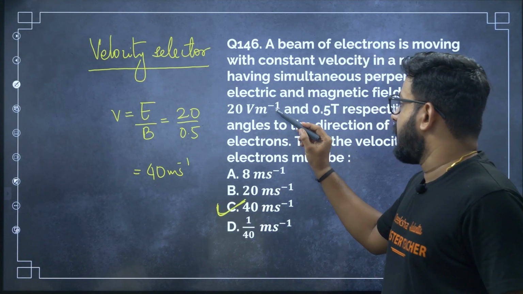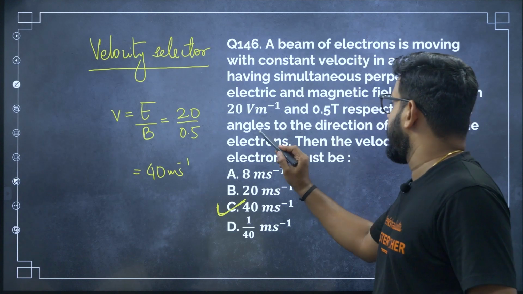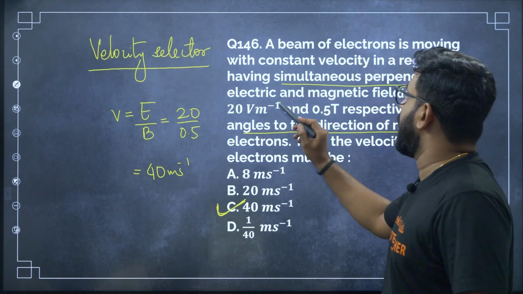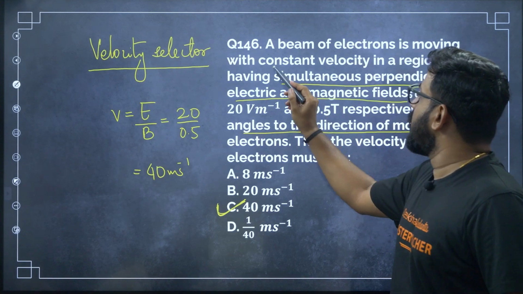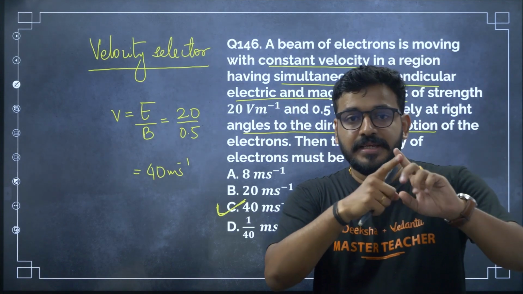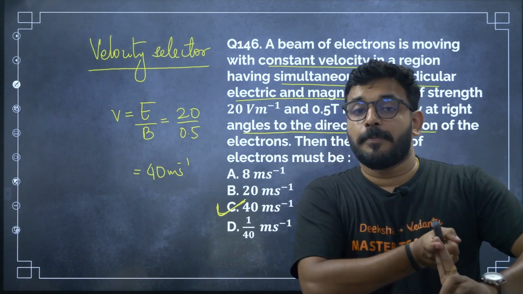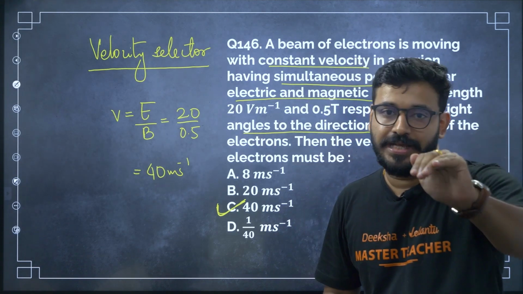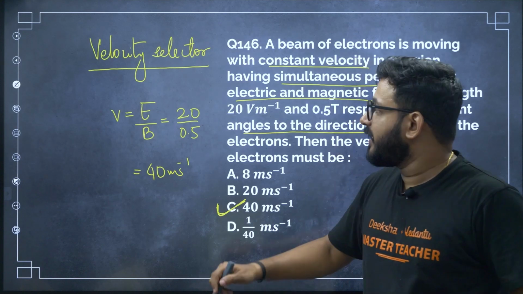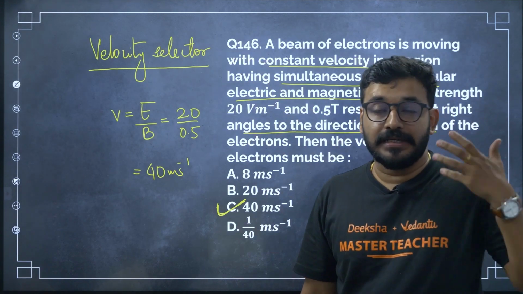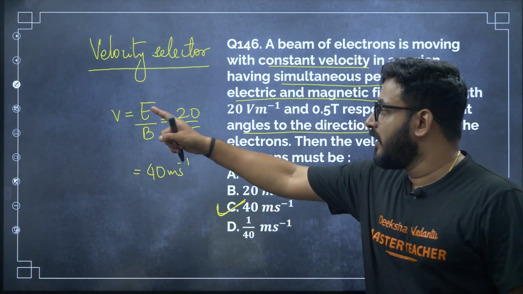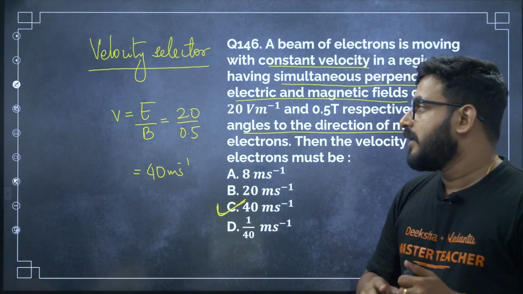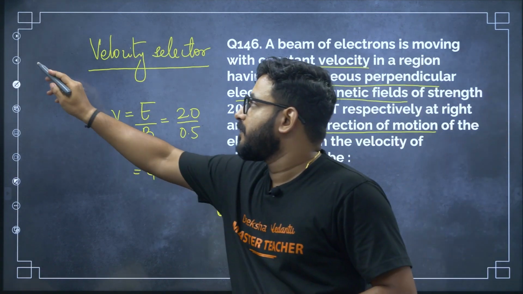So you have an electric field and a magnetic field, simultaneously perpendicular to each other, and both perpendicular to the direction of motion, with constant velocity. This essentially gives you the velocity selector indicator. It indicates it's a velocity selector question. Velocity is E by B and you will get the answer. Very, very simple question. Alright, so please don't miss such kind of questions.